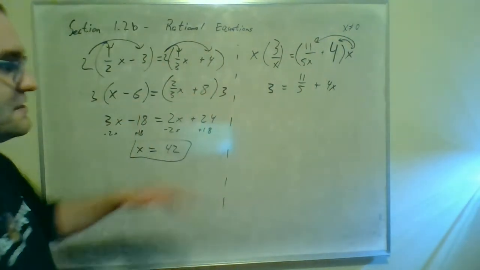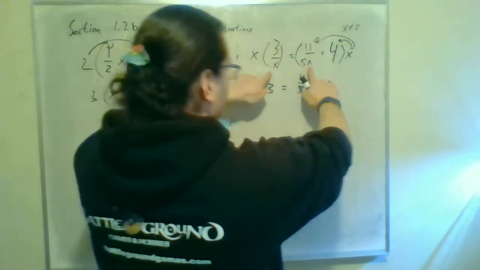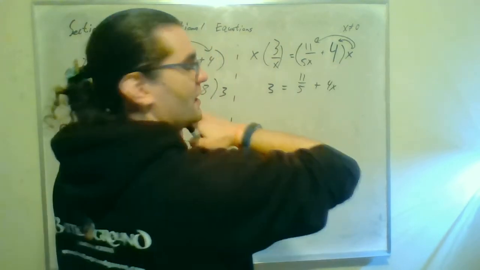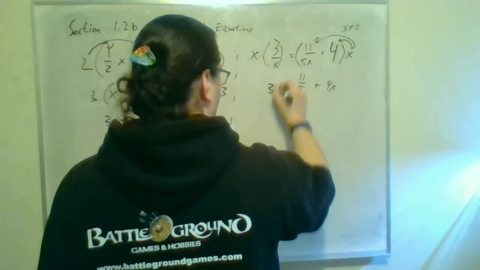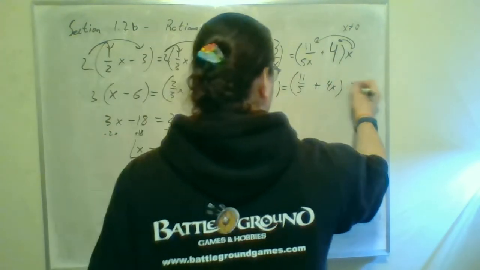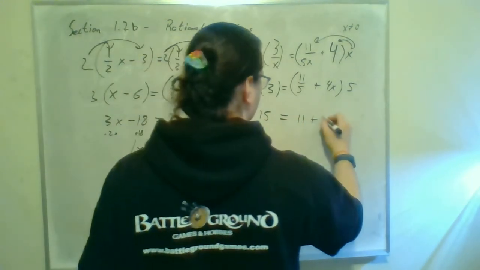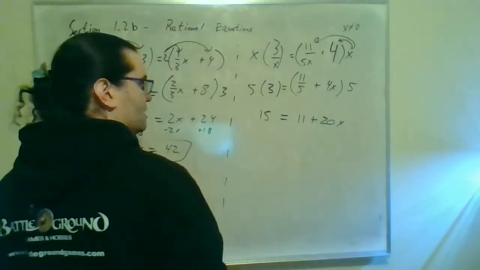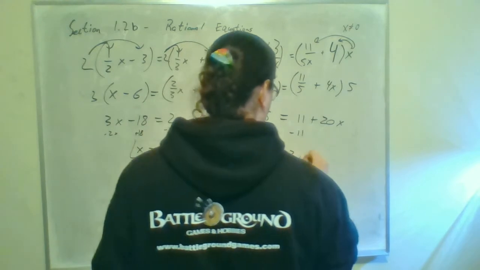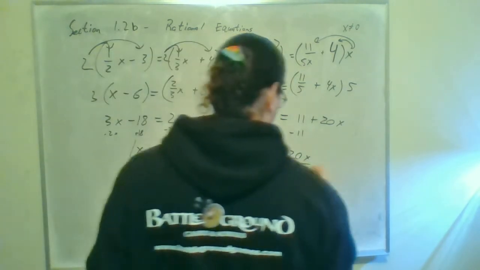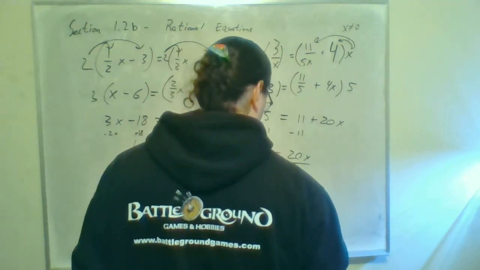One of the most common mistakes I see students make on problems like this is multiplying the x here and here, but forgetting to multiply the x here. It has to hit everything. I still have denominators, so I want to multiply everything by more denominators until the denominators are gone. So this will be 15 equals 11 plus 20x. So I'll subtract 11 from both sides, and I'll get 4 equals 20x, and then I'll divide by 20. And I should get x equals 1/5.